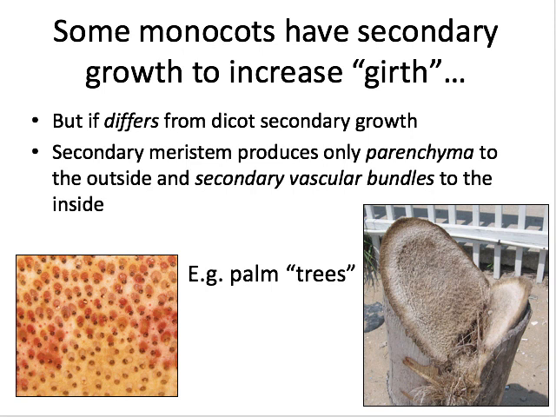Some monocots do have a modified type of secondary growth, but it's not the same as dicot secondary growth. It doesn't act by the same types of meristems. Instead, the monocots have a secondary meristem that produces parenchyma to the outside and secondary vascular bundles to the inside. This is how things like palms grow, coconut palms, for example.